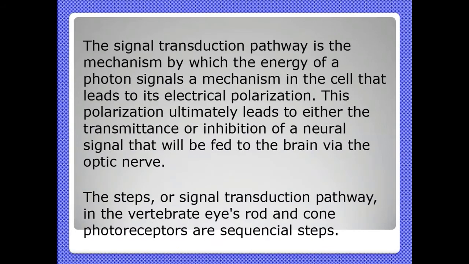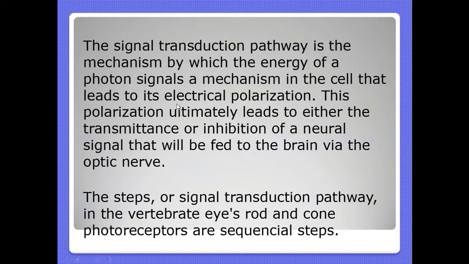So this signal transduction pathway is the photoreceptor mechanism by which the energy of a photon, that means light energy, signals a mechanism in the cell that leads to its electrical polarization. That is, photon, which is light energy, is converted into electrical energy. This is called electrical polarization.